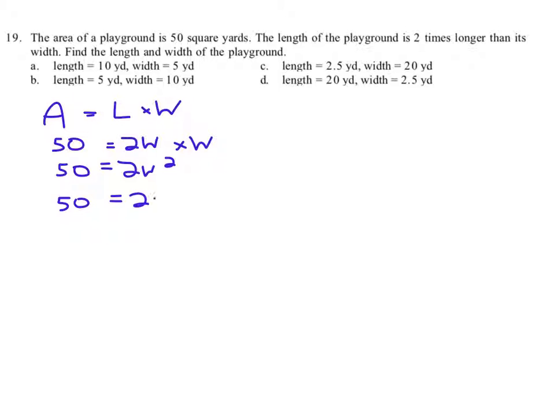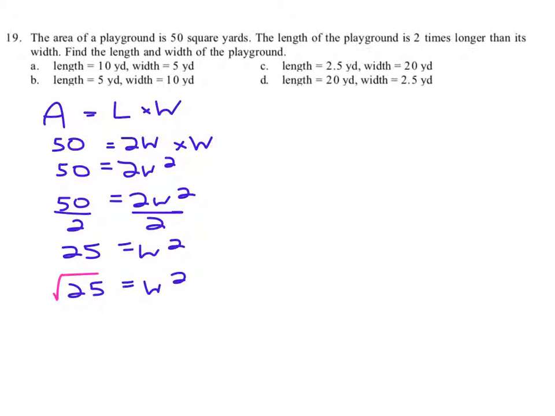Now what I want to do is get it down to just w squared so I can use my square root rule. So I'm going to divide by whatever's in front of w squared, which is 2. And I get 25 is equal to w squared. Now that it just says w squared, I can say the square root of both sides is equal to.